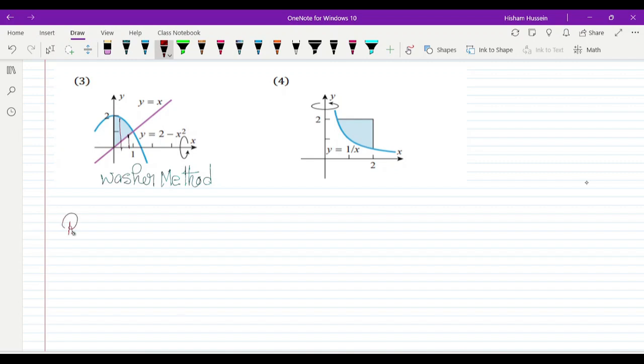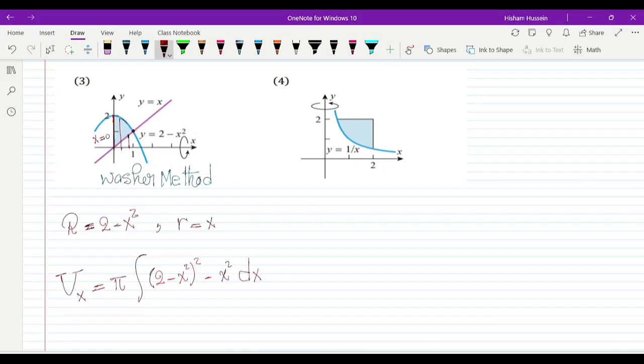So the outer radius will be this curve, the blue curve, which is y equals 2 minus x squared. The inner radius, or the smaller radius, is y equals x. So the volume of rotation about the x-axis equals pi integration of the outer radius squared, 2 minus x squared, to the power 2, minus the inner radius squared, x squared, dx. Here x is running from the y-axis, which is x equals 0, to this point.